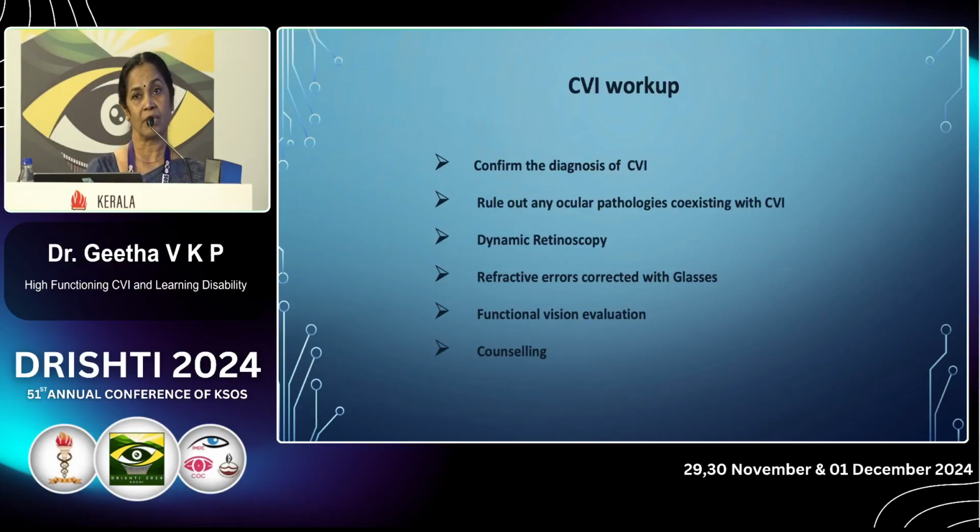A word about counseling. These parents must be tired of hearing "the eye is normal, the brain is abnormal" and things like that. They will be doing doctor shopping. But you have to tell them how their child is seeing. For example, the lower field effect. You should tell them that the child is not able to see the floor, so that they can arrange a suitable environment for the child to use the vision.